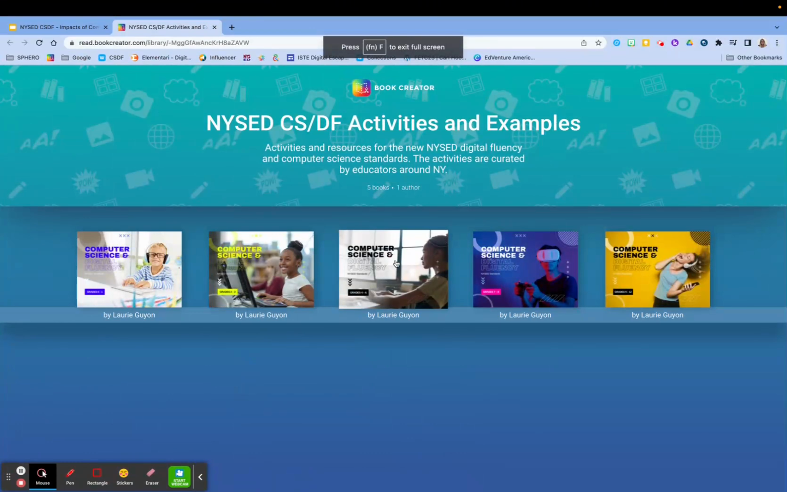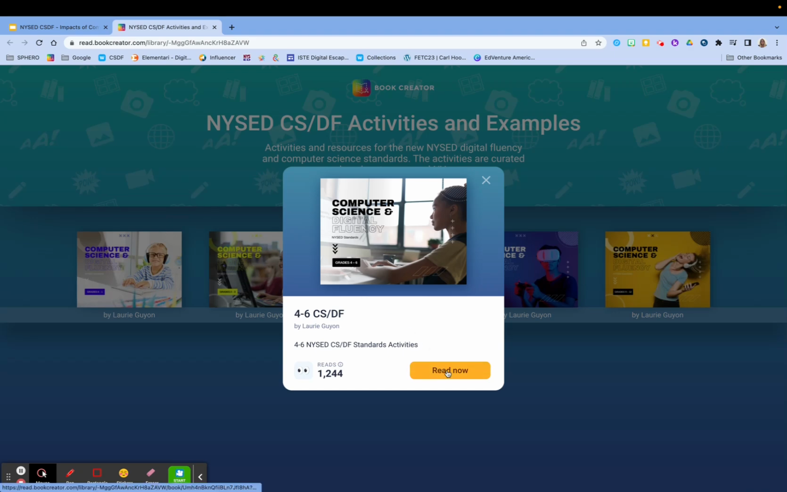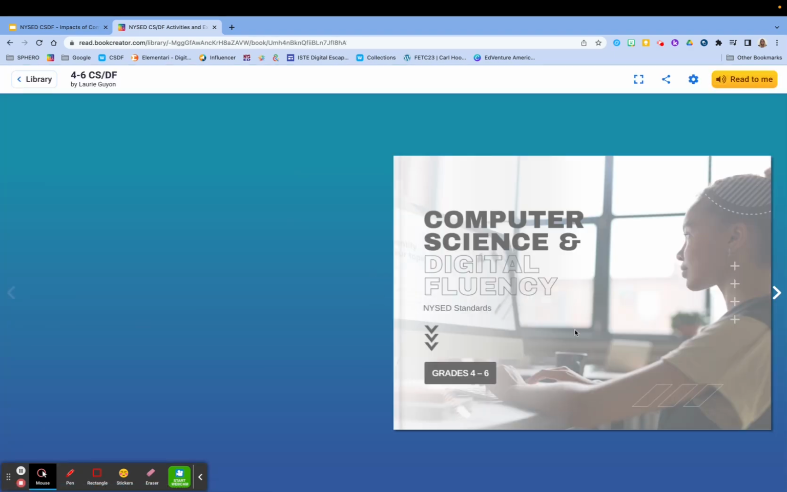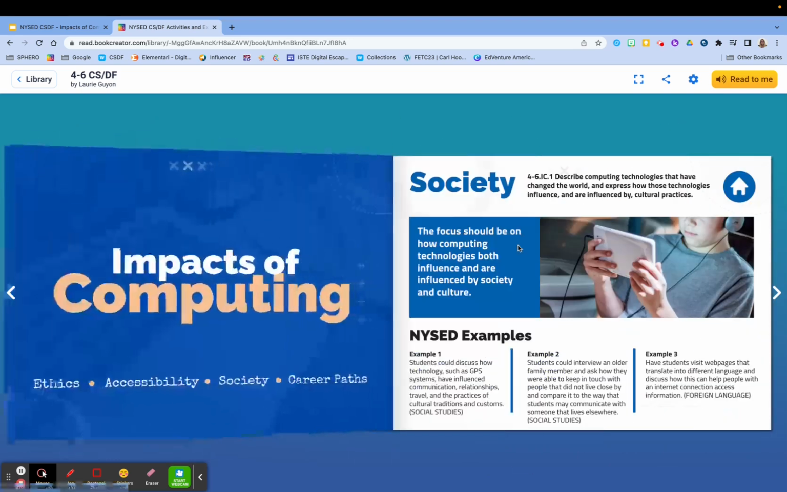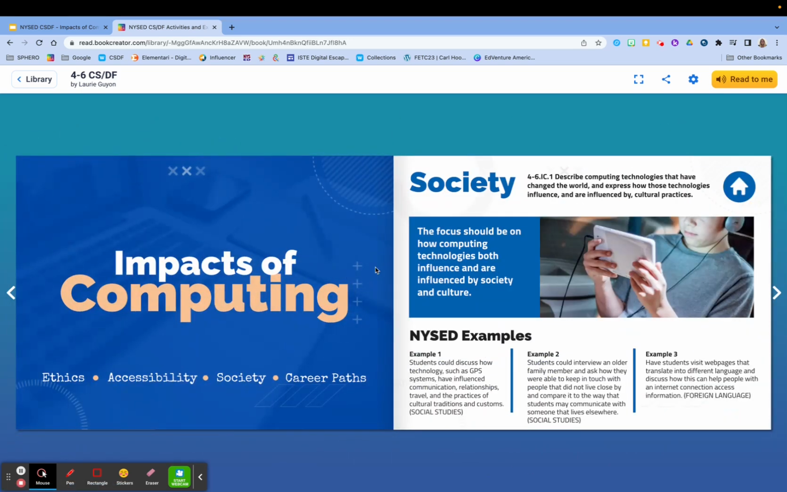So on this web page, I'm going to open this first book that says Computer Science and Digital Fluency for grades 4 through 6. When you open the book, you're going to click Read Now, and then you're going to go over to the first page and click on Impacts of Computing. If you'd like to go there now, pause the video and you can follow along.